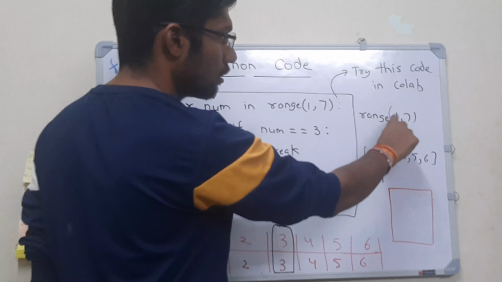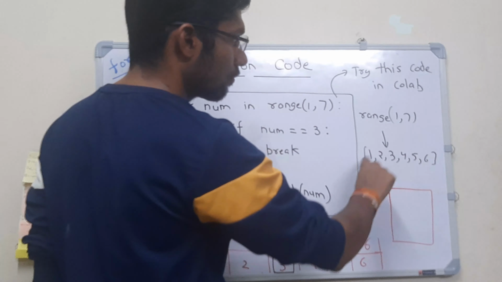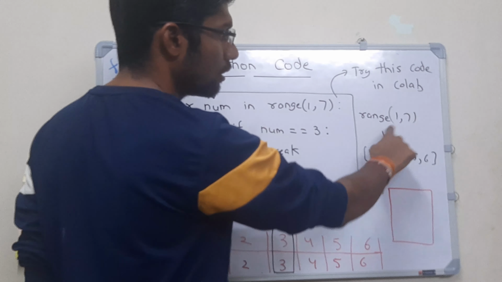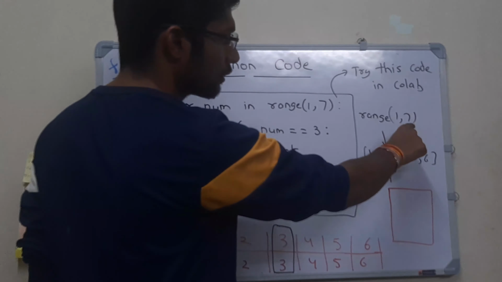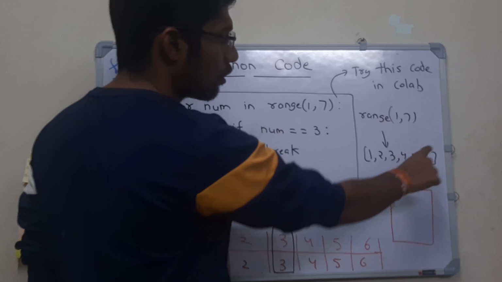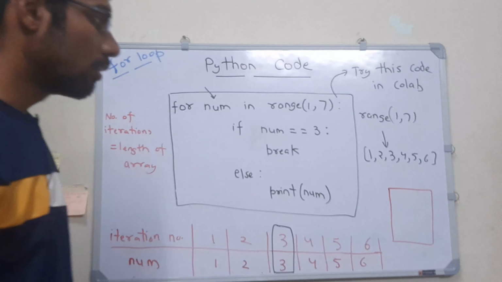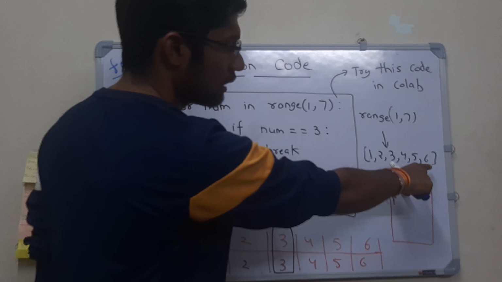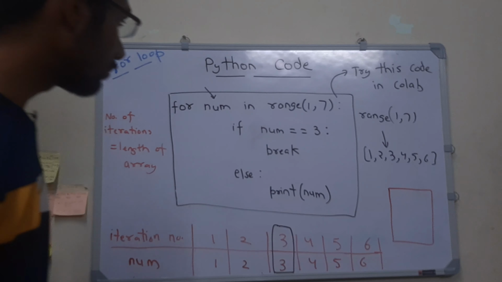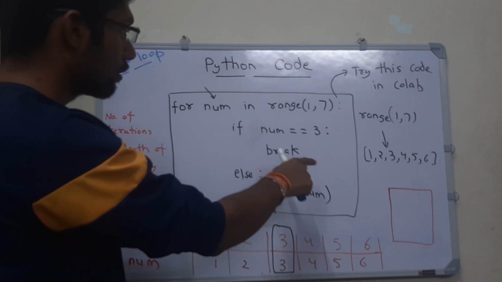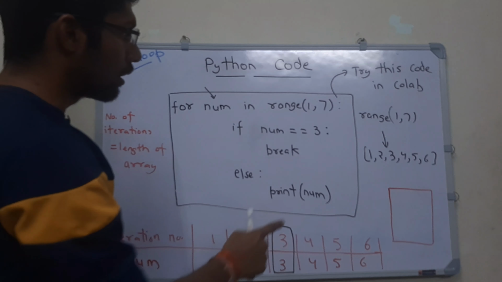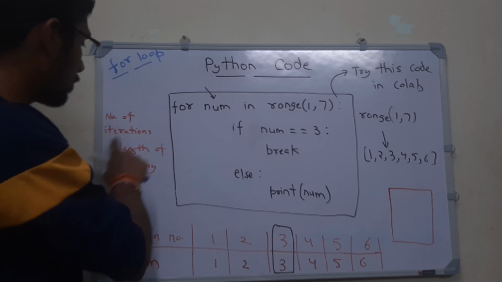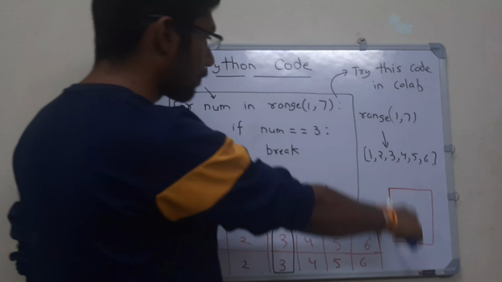So this range command will create an array. This is the starting element and this is my ending element. This is exclusive, so this array will not include the last element. So my array will be 1, 2, 3, 4, 5, 6; 7 will not be there. The number of iterations for this loop is equal to the number of elements in the array, which is 6.